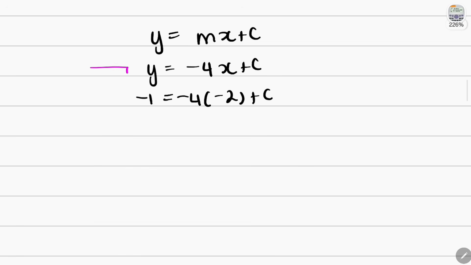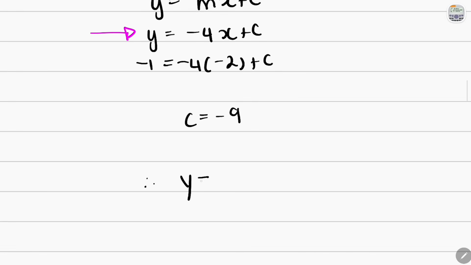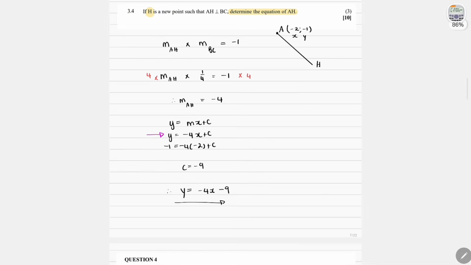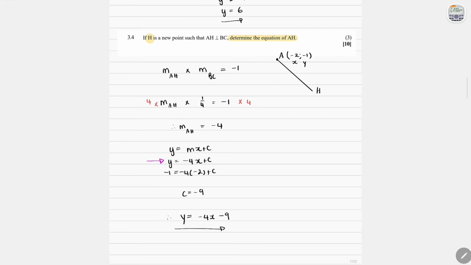Remember that this is the equation we'll put it back into because we're just trying to find c. So -1, that becomes +8, but when you take it over, it becomes -8. So -1 minus 8 is -9. So c is simply equal to -9. And finally, y is equal to -4x minus 9. And that is our answer. And that is it for question 3.4. And that is it for question 3.